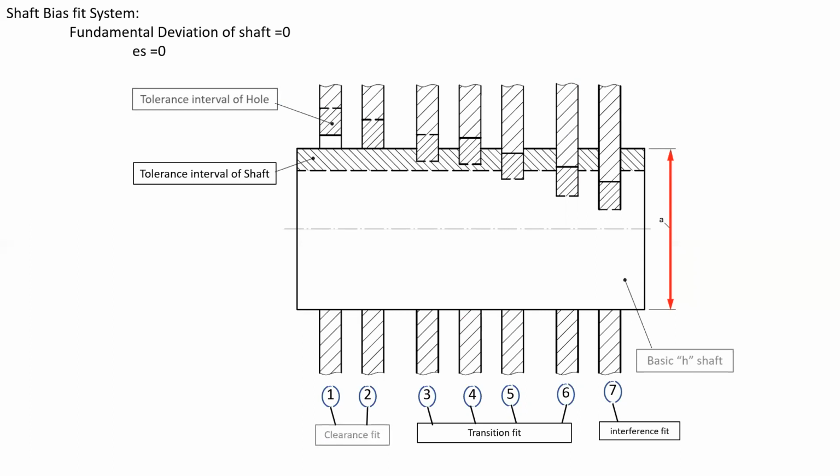Similarly, when the basic H shaft is mated with holes having tolerance zone as shown by 3, 4, 5, and 6, it will result in transition fit. Similarly, when the hole designated 7 will mate with the basic H shaft, it will result in an interference fit.